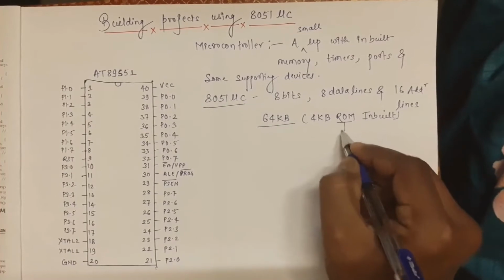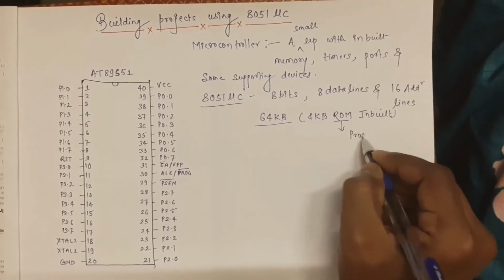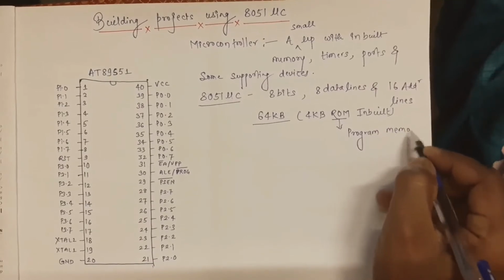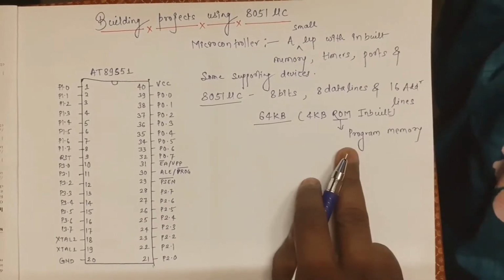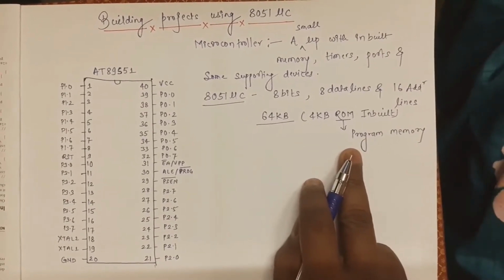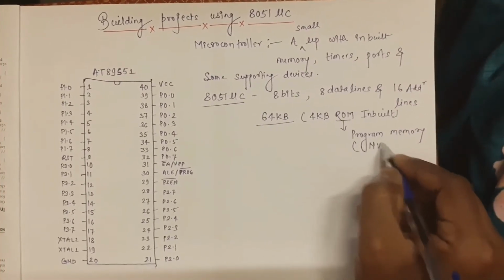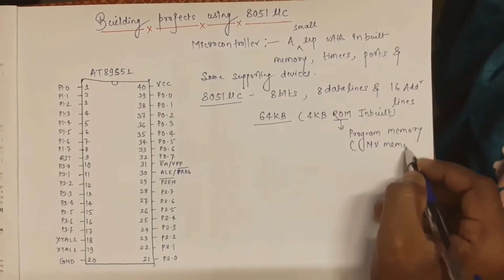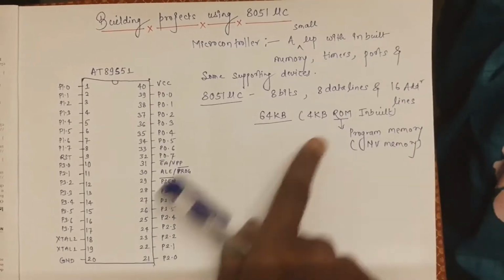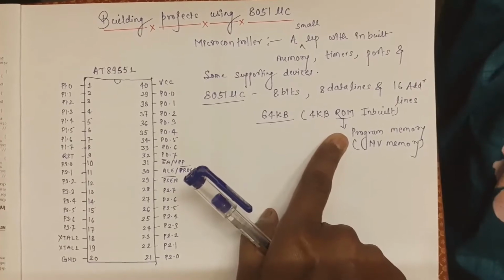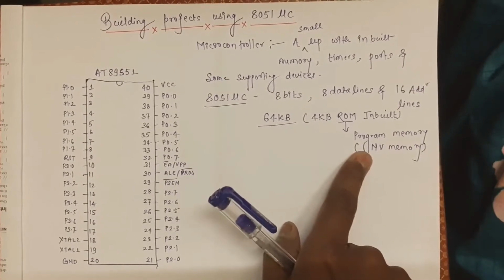ROM is also called program memory. Program memory is a memory in which we store our program. It is a non-volatile memory. So ROM is a program memory, a memory in which we store our program, and it is a non-volatile memory. Okay.